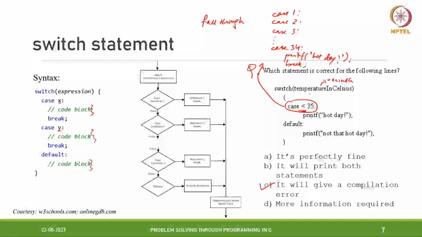Otherwise what you are saying would be true: if I don't use the break here and I simply write default, then it will print both of these. Say the value is 14, so case 14 will come somewhere here, it will fall all the way through and print hot day. Then again, if the break is not present, it will go and print the default as well, which is not that hot day. So both the statements will be printed. But this, as it is, will give a compilation error.